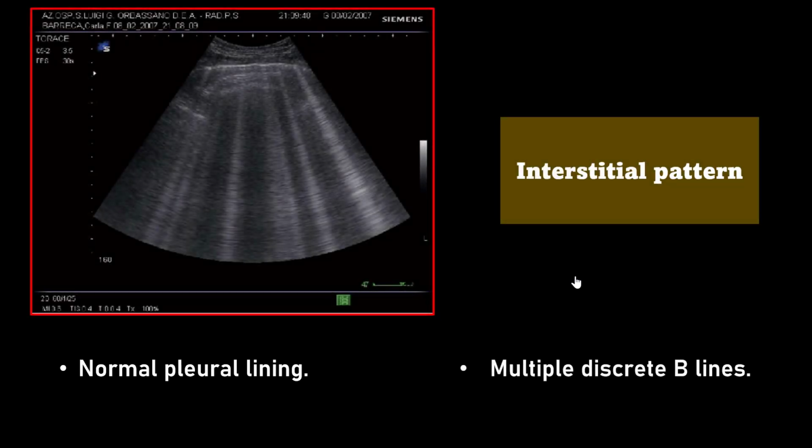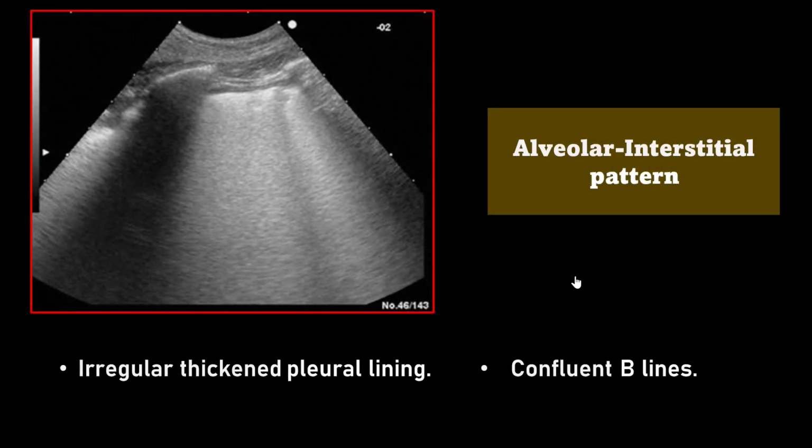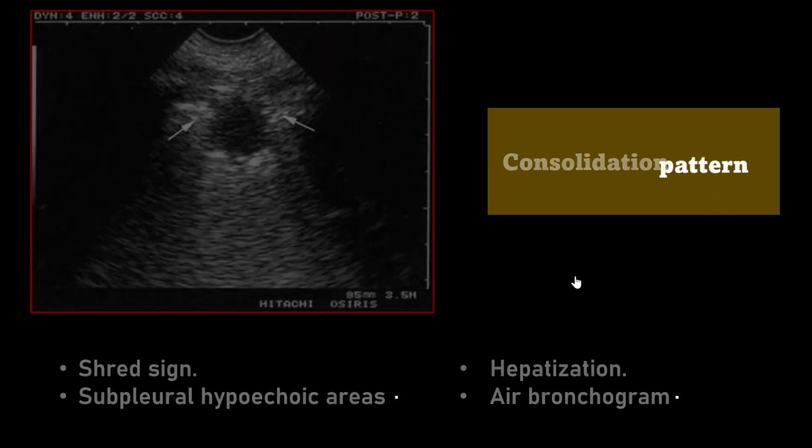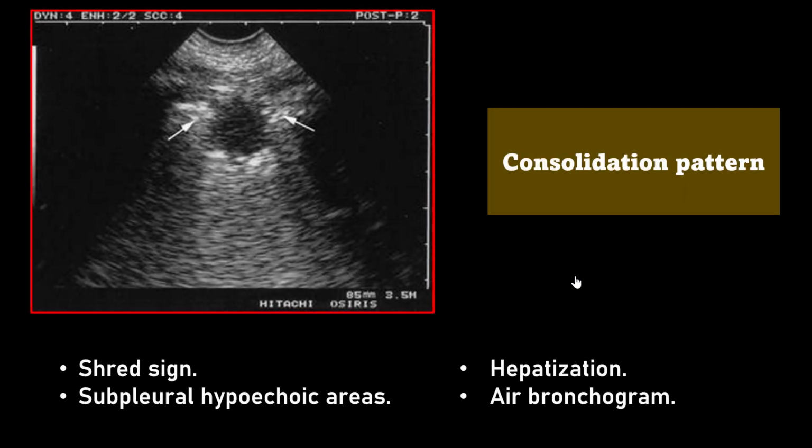The interstitial edema pattern: there is a normal pleural lining and multiple B lines. This indicates interstitial lung water. Alveolar interstitial pattern indicates interstitial lung water and alveolar edema. So you can see here a thickened pleural lining and confluent B lines. This is a white lung. This indicates severe congestion or severe edema. So you can use it to diagnose pulmonary edema, ARDS, and so on according to the clinical context.